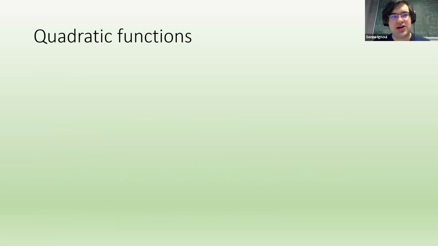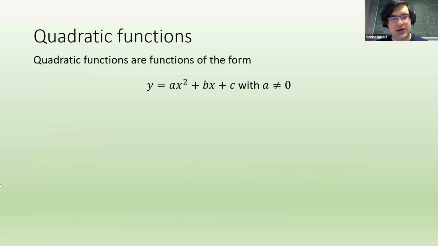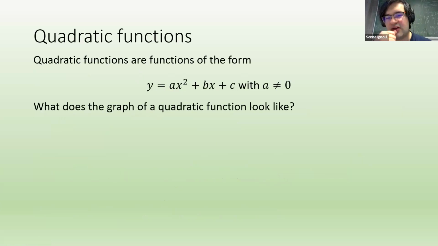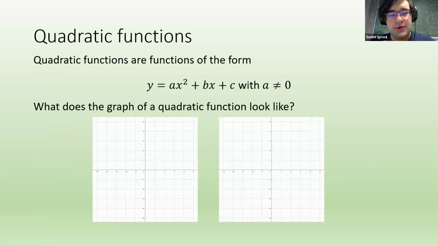First, let's start with some recapitulation of what quadratic functions are. A quadratic function is a function of this general form: y equals ax squared plus bx plus c, where a is not equal to 0. Now, what does the graph of a quadratic function look like? For that, I have a little exercise for you.